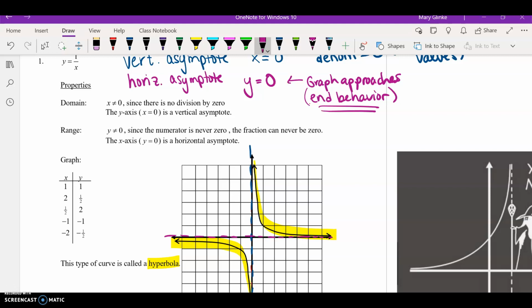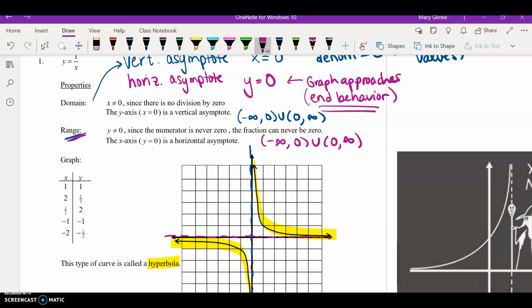Your domain is going to be a little bit interesting. It is going to be based off of your vertical asymptotes because they are excluded from your domain. So for this one here, it's going to be negative infinity to 0 and then 0 to positive infinity. Your range is going to depend on your graph, but for the ones that we are doing that are just inverse variations, that asymptote is going to be taken out of your range. So it's going to be negative infinity to 0, union 0 to infinity, based off of your graph and your horizontal asymptote being at y equals 0.